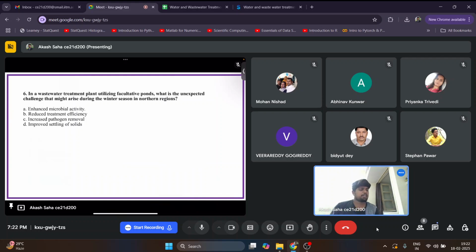Next question. In a wastewater treatment plant utilizing facultative ponds, what is the unexpected challenge that might arise during the winter season in northern regions? So we have a facultative pond. What can be a problem during winters? Enhanced microbial activity, reduced treatment efficiency, increased pathogen removal, or improved settling of solids. Please answer the question.